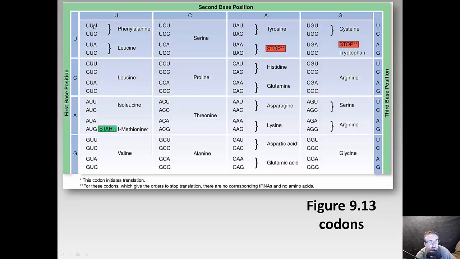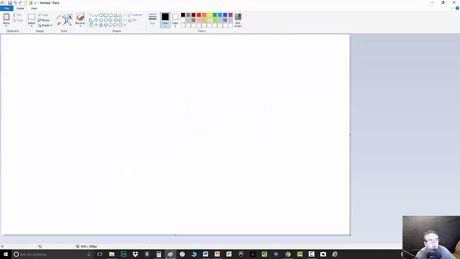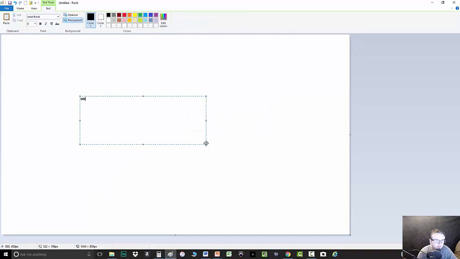So let's use phenylalanine as an example, and I'll abbreviate that as PHE. We'll look at this code right here for UUU. So 3 uracils in a row is a code for the amino acid phenylalanine. So in our RNA, our messenger RNA, we would see the sequence UUU.